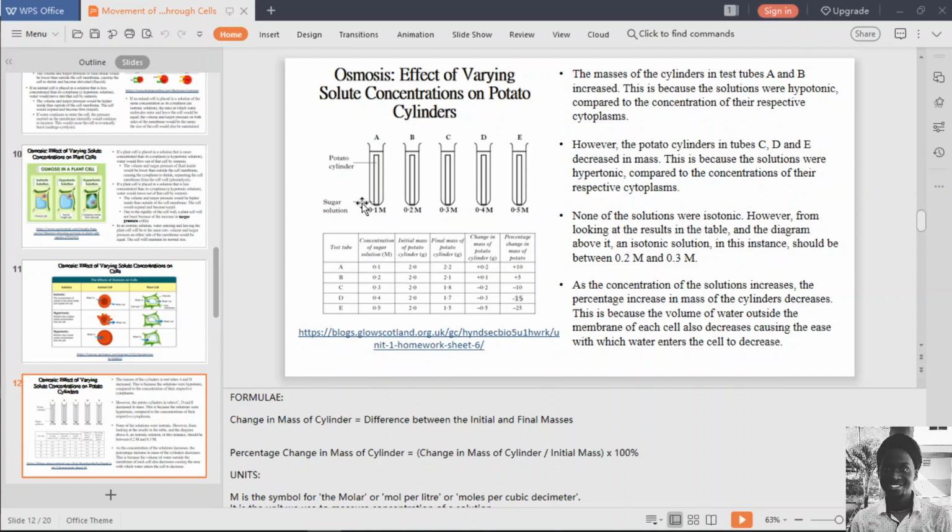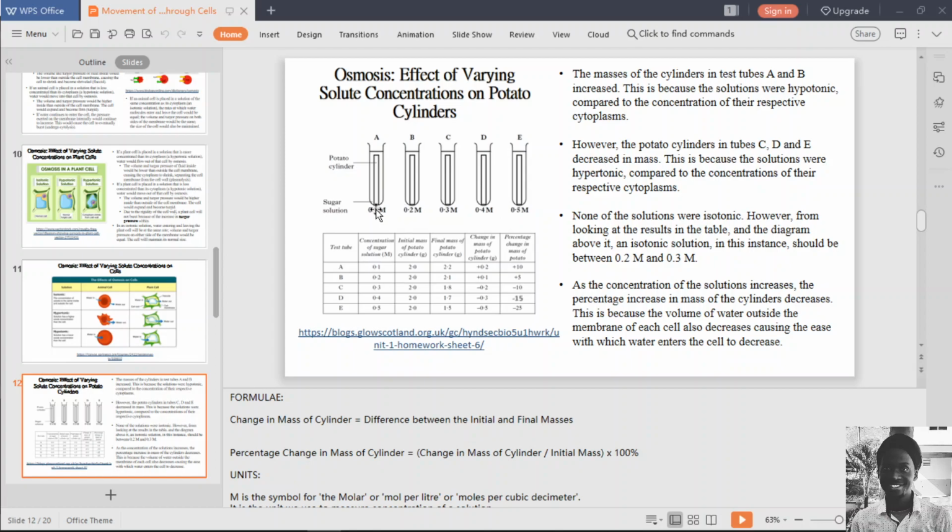So here we have a 0.1 molar solution, meaning that for every 10 molecules of water, you have 1 molecule of sugar. Here, for every 10 molecules of water, you have 2 molecules of sugar. Here you have 3 molecules of sugar in 10 molecules of water, 4 molecules of sugar in 10, 5 molecules of sugar in 10. So as you go from left to right, the amount of solute in solution increases. The amount of sugar that is dissolved in the water increases.